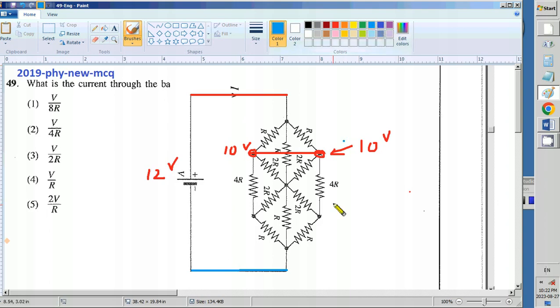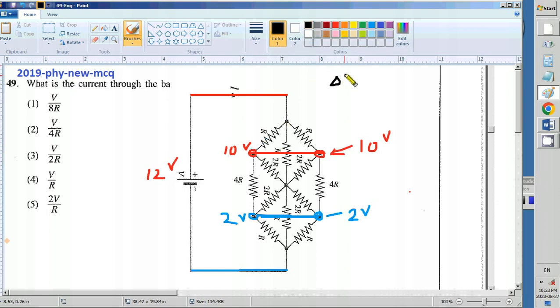The same way, these two are also equipotential points. So this level may be 2 volt. This one also may be 2 volts. So these two also, therefore we can connect. 2 volt, 2 volt, there is no potential difference. 10 volt, 10 volt, there is no potential difference.